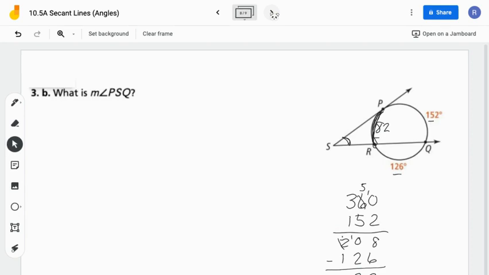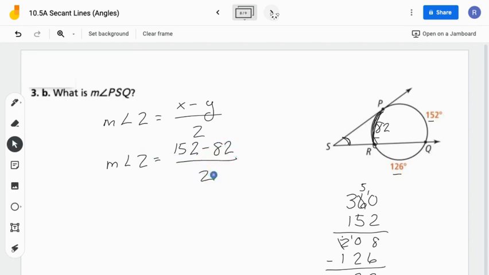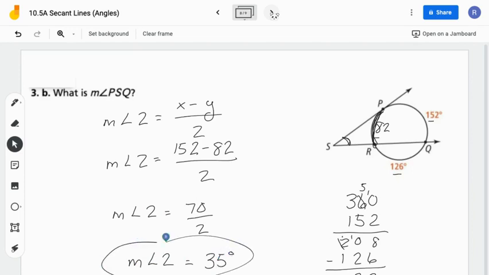So once we know that, now we can set up our equation. We know that that outside angle is going to be the big arc minus the little arc divided by 2. So we're looking for this angle. We know it's going to be 152 minus 82 divided by 2, which will be 70 divided by 2. So our measure of the angle is going to be 35 degrees. We're still using that same formula for when they intersect outside.